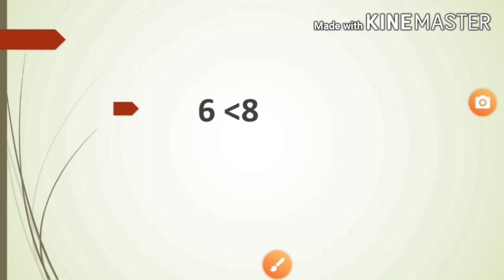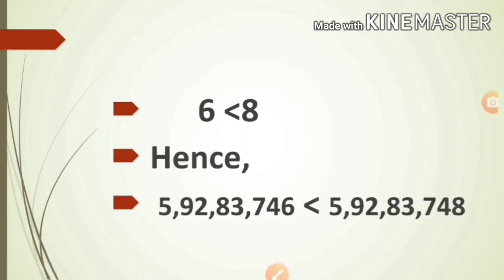So we conclude that 6 is less than 8, hence 5 crore 92 lakh 83,746 is less than 5 crore 92 lakh 83,748.